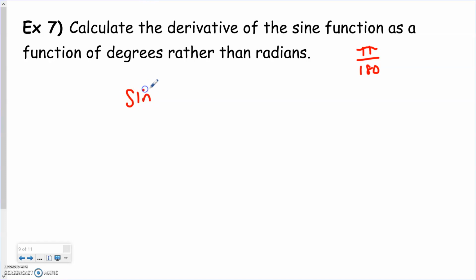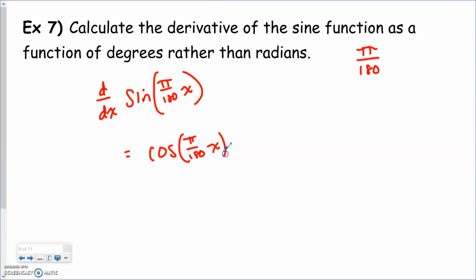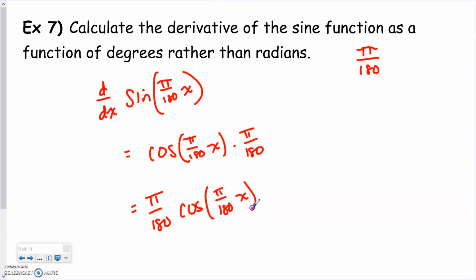So sine of pi over 180x, okay, so that's our degrees there. We're going to take the derivative of this. So the derivative of sine is cosine, and then the derivative of our inner function is pi over 180. Okay, so we really have pi over 180 times cosine of pi over 180x. Apologize for the mix-up there.